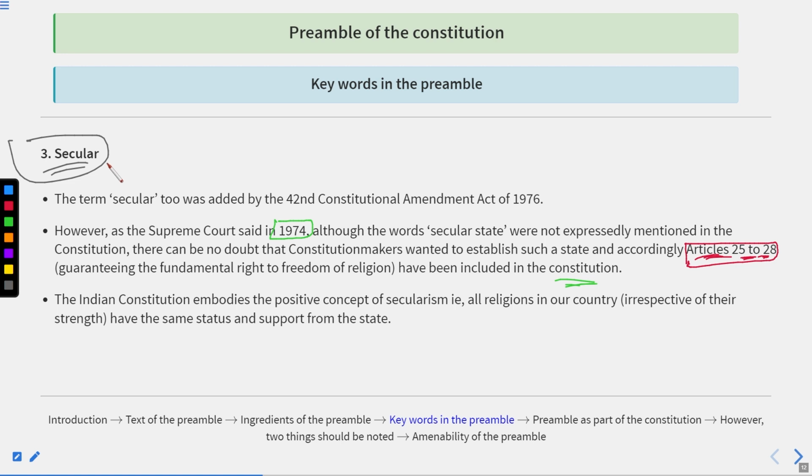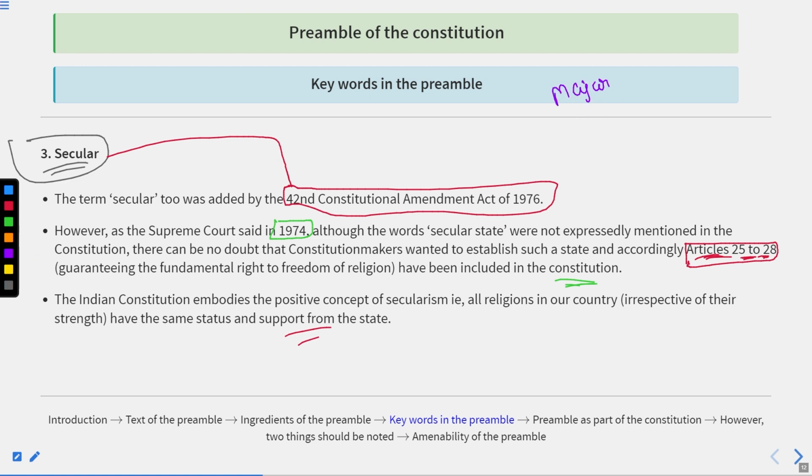All right, but the word secular was added through the 42nd Constitutional Amendment Act of 1976. Got it? The Indian Constitution embodies the positive concept of secularism. Therefore, all religions in our country, irrespective of their strength, have the same status and support from the state. It means that it doesn't matter whether the religion is in majority or in minority. All right, the people of that particular faith or religion will be protected and will be provided equal status from the state or the government. All right, so that's why it is known as the positive concept of secularism.